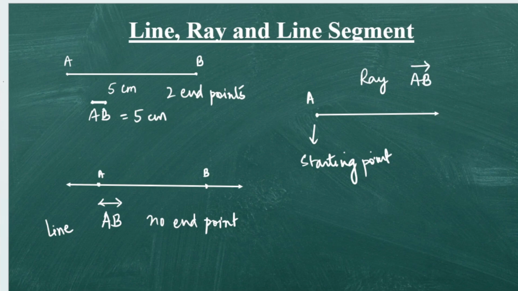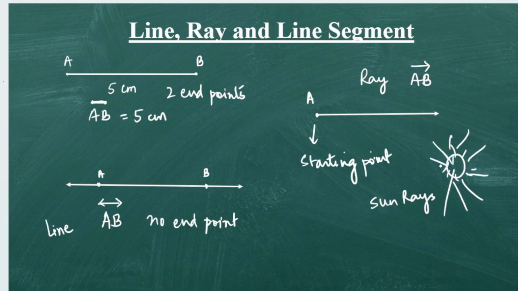Notice how the symbols change. For the line segment, I have this symbol. For a line, I have the symbol AB with a line, meaning two arrows. And for the ray, I have AB with a ray drawn on top of it. An example of rays are sun rays. Why? Because if you have this sun and the rays are coming in all directions, the sun is the starting point of the rays, and the rays are going endlessly in all directions. So rays from a light bulb, or from any light source, are a perfect example of rays.